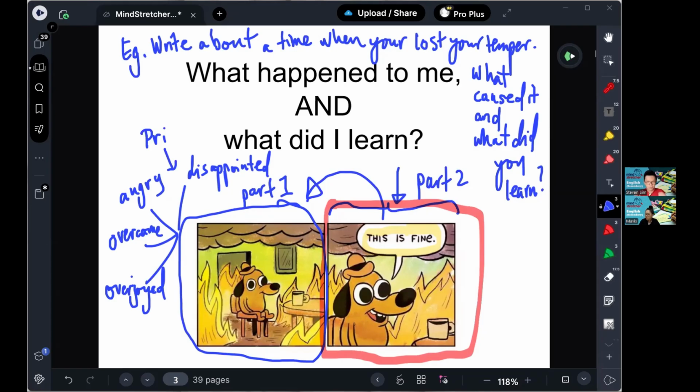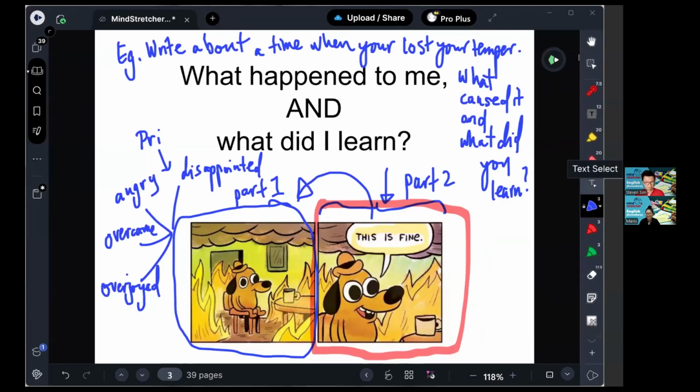You need to know how to do it. So it is not enough to have one line at the end to say, this lesson will forever be etched in my memory. No, not enough. You understand? Or I learned that honesty is the best policy. And this will forever be etched in my memory. Not enough. You need to be able to develop this idea. So thinking about what happened.